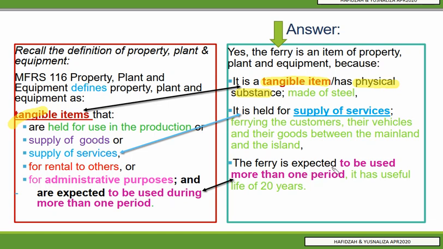So the ferry is expected to be used during more than one reporting period. How do you know this? Because it is stated in the question that the useful life of the ferry could be 20 years before it will be scrapped.